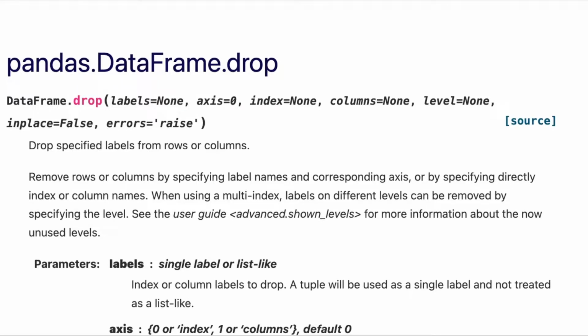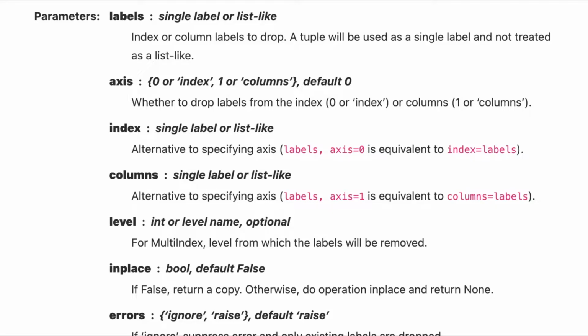The first parameter of the drop method is labels. Labels will be a list containing all the labels that are used for deleting the rows and columns we're interested in. The second parameter is the axis, which is 0 for index and 1 for columns. By default, it's set to 0. The axis parameter is used in conjunction with the labels parameter and specifies whether the labels will be used to drop either rows from the index or columns from the columns.